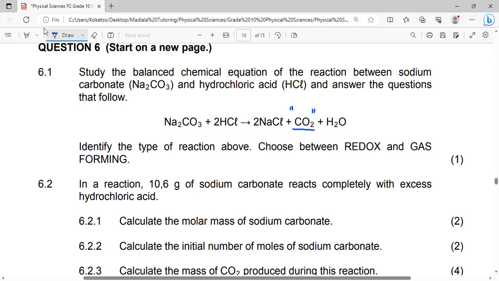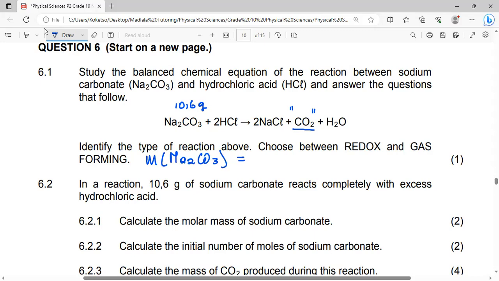Now the second question, 6.2. They say in a reaction, 10.6 grams of sodium carbonate reacts completely with excess hydrochloric acid. The first question says, calculate the molar mass of sodium carbonate. So if we must calculate the molar mass, we are going to focus on the atomic masses. We use the atomic masses to get the molar mass. Their sum will just give us the molar mass of the compound.